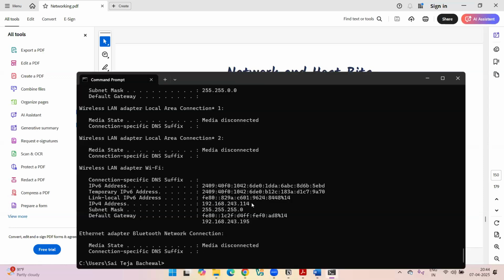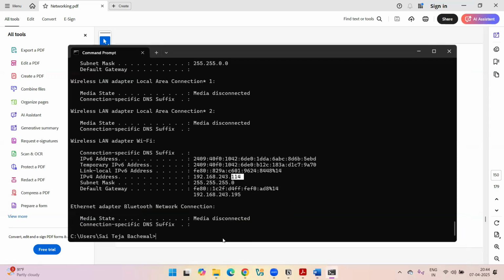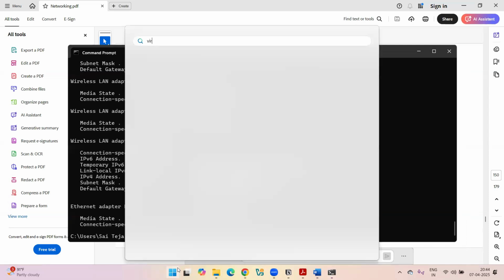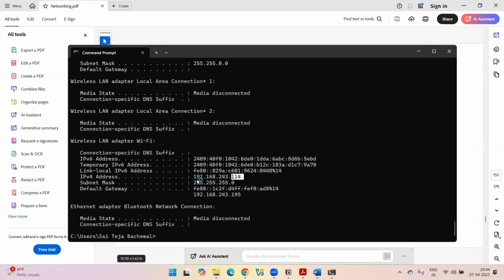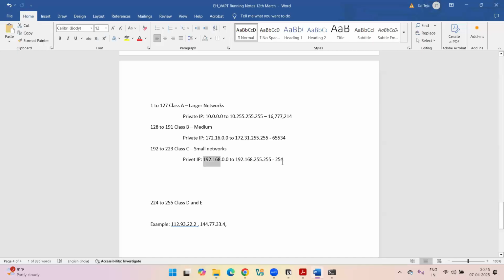ఓన్లీ ఈ లాస్ట్ మాత్రమే హోస్ట్ పార్ట్, ఇది మాత్రమే యూనిక్ ఉంటుంది. ఇప్పుడు నేను ఇంకొక వర్చువల్ సిస్టమ్ స్టార్ట్ చేస్తే, నా సిస్టంలో it will also have the same network part. అంటే 192.168.243 వరకు సేమ్ ఉంటుంది. ఈ లాస్ట్ పార్ట్ మాత్రము హోస్ట్ పార్ట్. అంటే ఇప్పుడు నా నెట్వర్క్ లో నేను 254 సిస్టమ్స్ కనెక్ట్ చేయొచ్చు అని అంటున్నా.